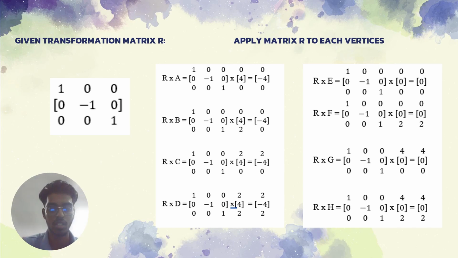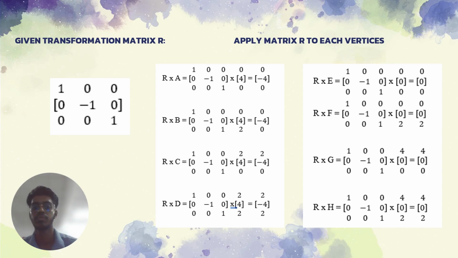0, 1. What we have to do is apply the matrix R to each of the vertices that we found just now. The first one is R times A, so the value will be 0, negative 4, 0. The second one is R times B, so the value will be 0, negative 4, 2. The third one is R times C, so the value will be 2, negative 4, 0. The fourth one is R times D, so the value will be 2, negative 4, 2.